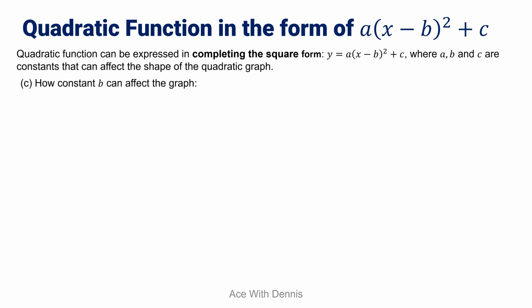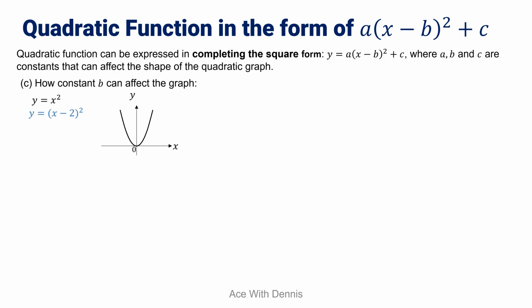Now the next question, how can constant b affect the graph? Let's watch how the graph changes when b changes. We start from the basic graph y equals x squared. So again, to sketch the graph, this is how it looks like. It is a smiley face. The minimum point touches the origin (0, 0).